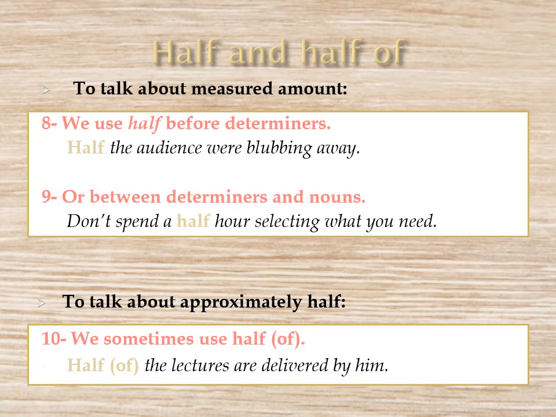Now, half and half of. We use them to talk about measured amount, or to talk about approximately half. We use half before determiners, as in half the audience were blubbing away, or between determiners and nouns. For example, don't spend a half hour selecting what you need. We sometimes use half of instead of using just half. For example, half of the lectures are delivered by him.